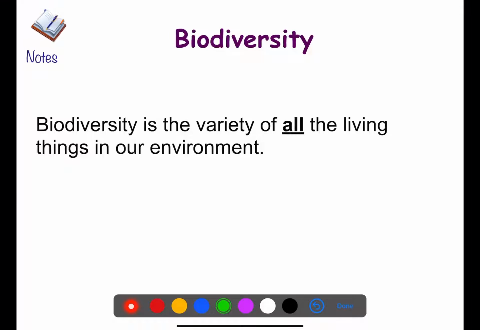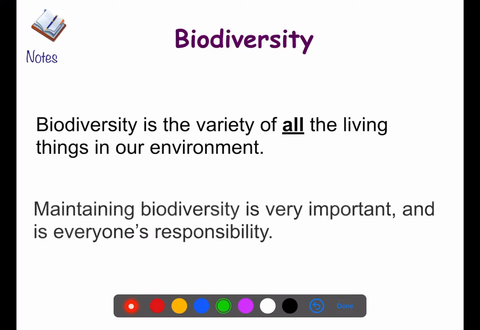So having a look at all of this together brings us on to biodiversity. So this is a really important definition for you to learn. So biodiversity is the variety of all of the living things in our environment. And having a wide range of biodiversity is really important. So if we maintain biodiversity, then this means that we keep as wide a range as possible and big variety of all of the living things. And maintaining this is everyone's responsibility.